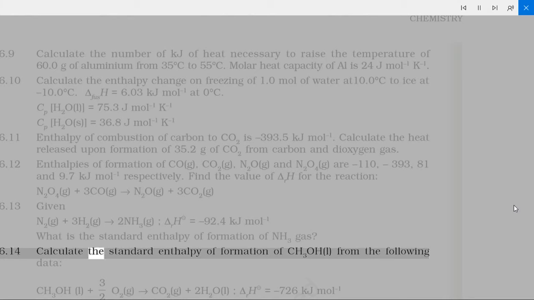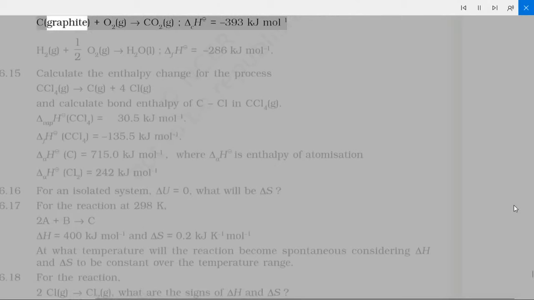6.14 Calculate the standard enthalpy of formation of CH3OH(l) from the following data: CH3OH(l) + 3/2 O2(g) → CO2(g) + 2H2O(l), ΔrH° = -726 kJ mol⁻¹. C(graphite) + O2(g) → CO2(g), ΔcH° = -393 kJ mol⁻¹. H2(g) + 1/2 O2(g) → H2O(l), ΔfH° = -286 kJ mol⁻¹.